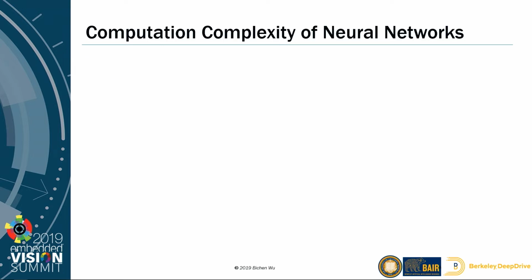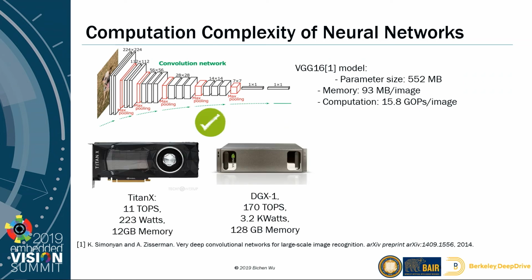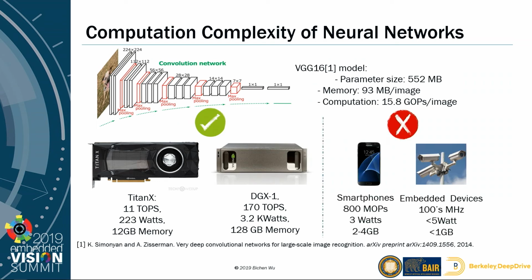But one problem with deep neural networks today is that they are computationally expensive, right? Take this model example, VGG16, a very classical model. 500 megabytes of parameters, a very big memory footprint, and a lot of computation required for each inference on each image. Those are probably good for powerful GPUs, for data center clusters, but they are definitely not good for smartphones, embedded devices, and so on.